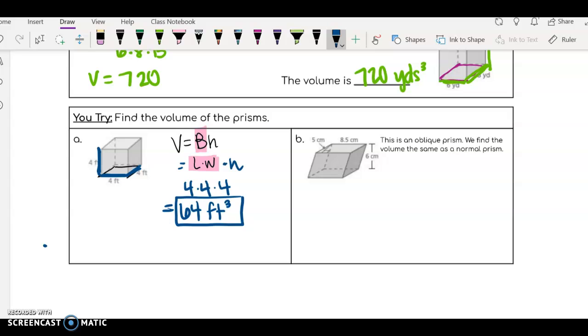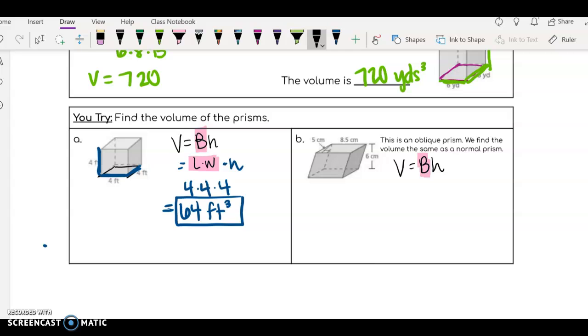So again, we are going to look at the base and height. Now we find the area the exact same way, or not the area, sorry, we find the volume the exact same way. So even though it looks like it's kind of slanted to the side here, we still find it using the same formula. So our formula is volume equals the area of our base times our height.